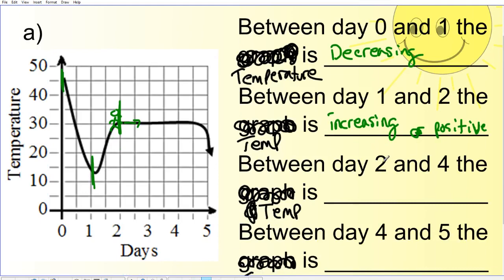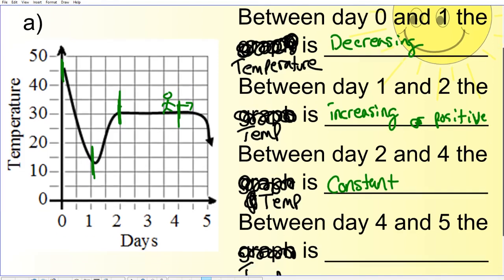Okay. Between days 2 and 4, the temperature is doing what? So between 2 and 4, it's staying pretty much the same. It's staying at this 30-degree level. If it's staying the same, we actually have a word for that. We're going to say that the temperature is constant. That's what constant means. Constant is math talk for something that stays the same. And it's not just math, even science. If something is constant, it's not changing.